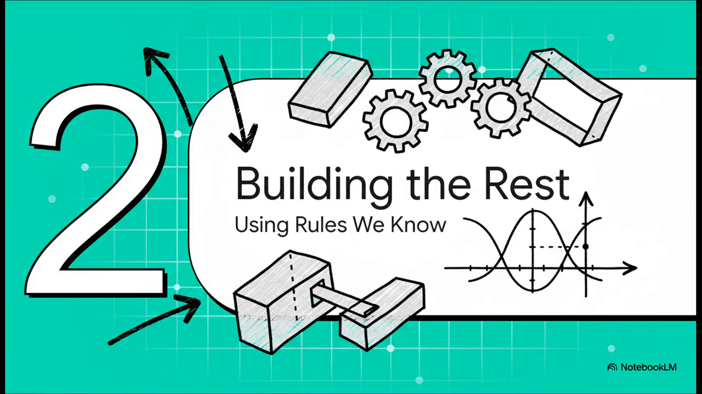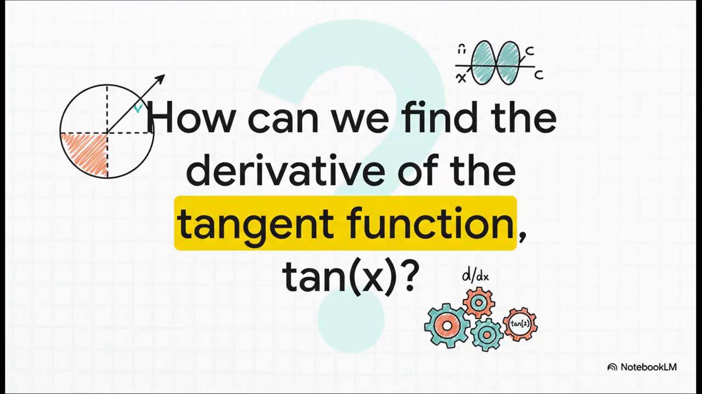All right, now we're going to build the rest using rules we already know. And here's where it gets really efficient, kind of clever. We don't have to go back to the drawing board and do a bunch of complicated proofs for the other 4 trig functions. Nope, we can actually just build their derivatives using the 2 rules we just figured out, plus some tools you probably already have in your calculus toolbox. So, let's ask the question. How can we find the derivative of the tangent function, tan of x? How can we figure this out without doing a whole new proof?